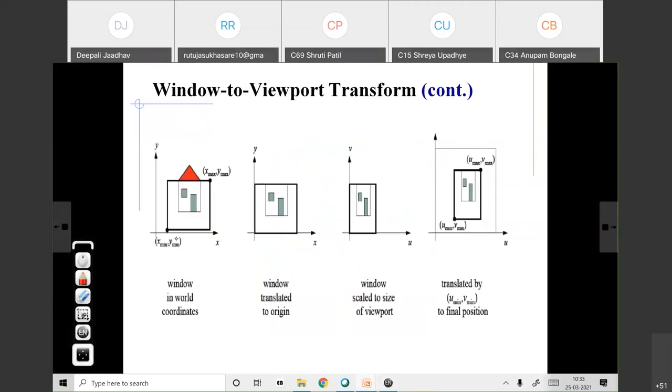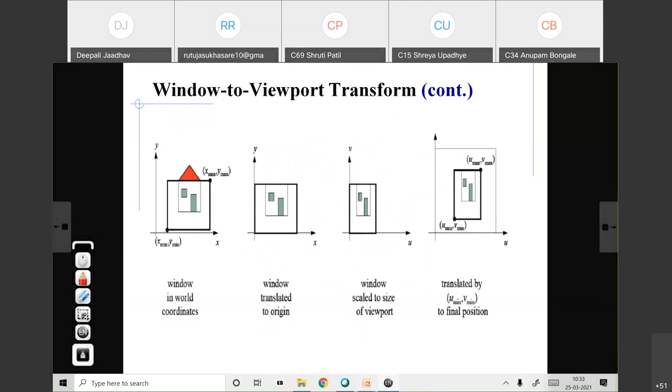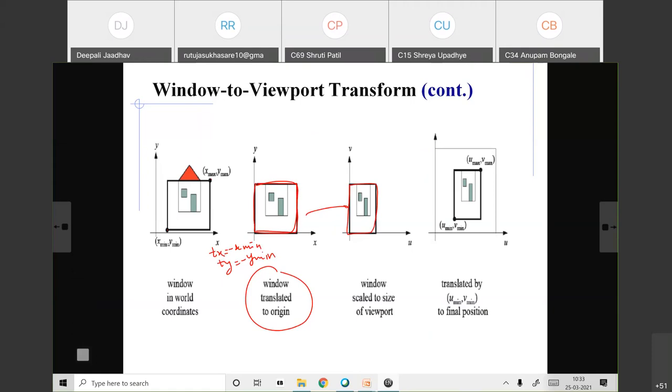So the example is shown here. Window in world coordinates, this is x min, y min, x max, y max. First we need to translate it to the origin. So it is now at the origin, by using minus x min. Tx is equal to minus x min and ty is equal to minus y min. Then convert it into the required scaling size, width and height. So how to convert that? I told you sx is equal to u max minus u min divided by x max minus x min, and sy is equal to v max minus v min divided by y max minus y min. And then it is translated back to the original position by tx equal to plus u min and ty equal to plus v min.